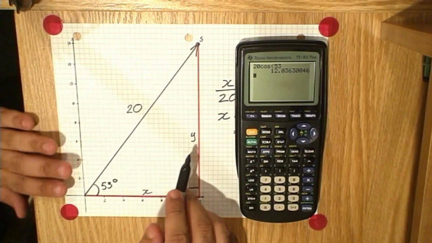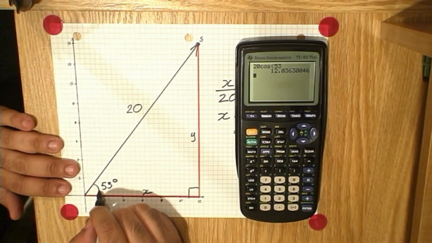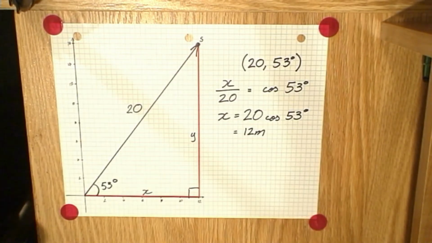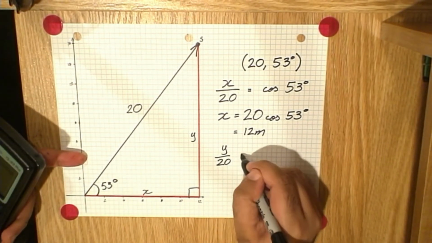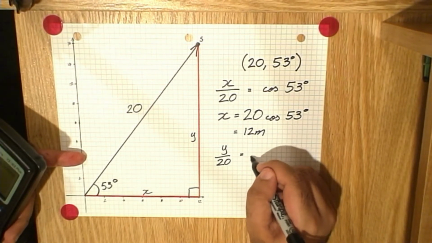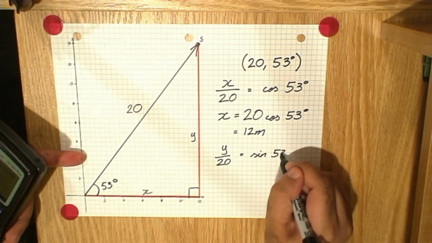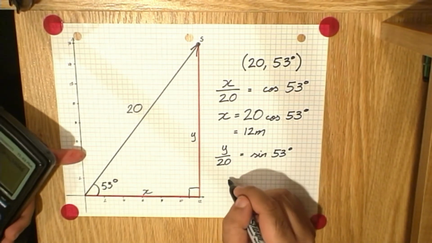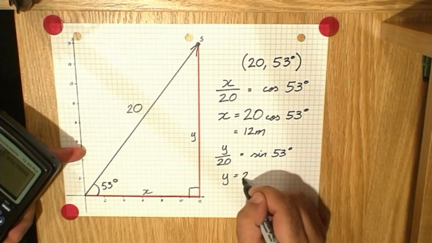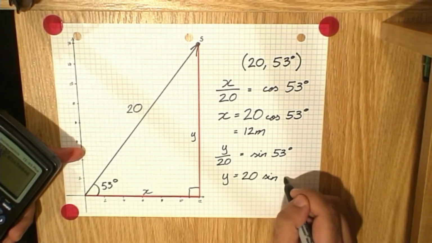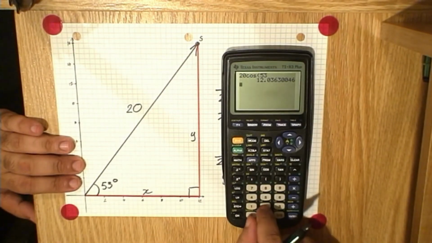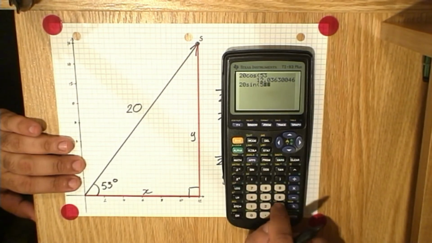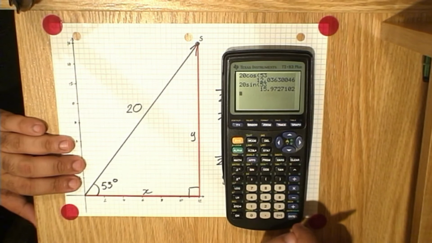What about for y? Well, y is the opposite side of this 53-degree angle. So that means if I were to take y divided by 20, that would give me the sine of 53 degrees. So y is equal to 20 times the sine of 53 degrees. Once again, I'll have to use my calculator for this. 20 times the sine of 53 degrees is very close to 16 meters.